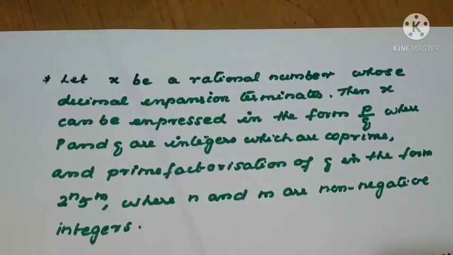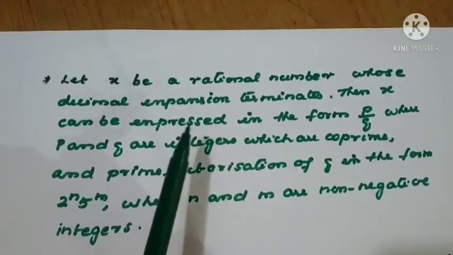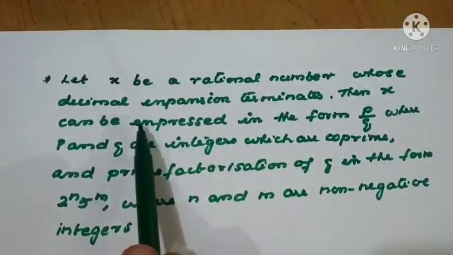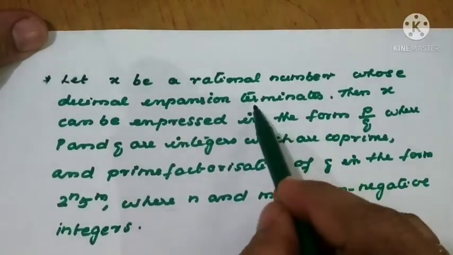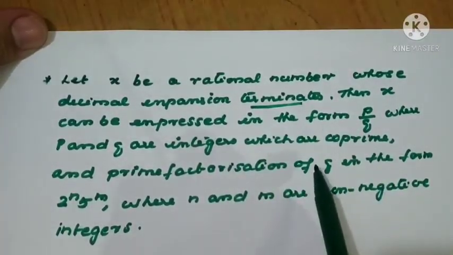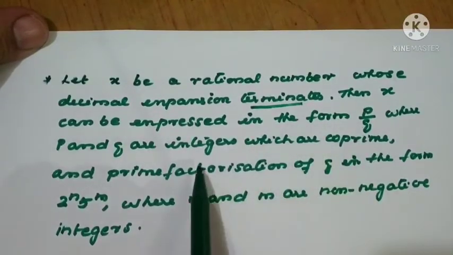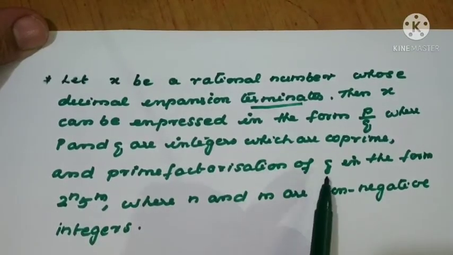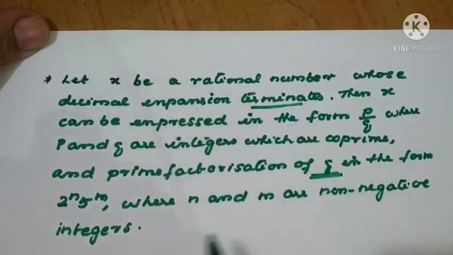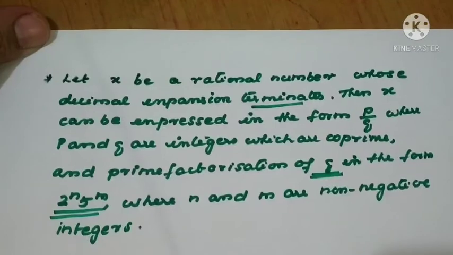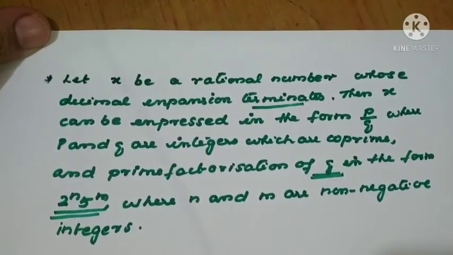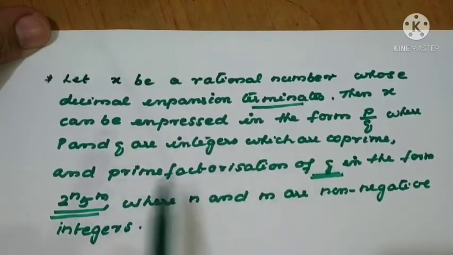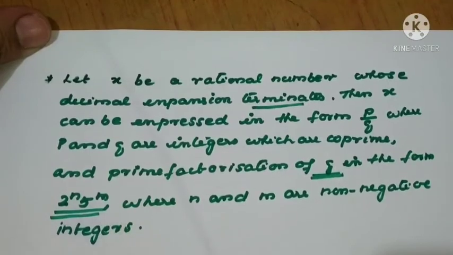So what is the first point we are learning from the chapter? Let x be a rational number whose decimal expansion is terminating, or we can say in the form p by q, where p and q are integers, or we can say p and q are co-prime. Then the prime factorization of q, that means the denominator, is of the form 2 raised to n into 5 raised to m. If x is a rational number and its decimal expansion terminates, then the prime factorization of the denominator is of the form 2 raised to n into 5 raised to m.